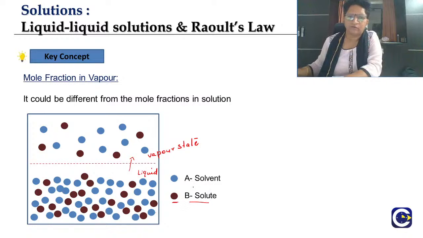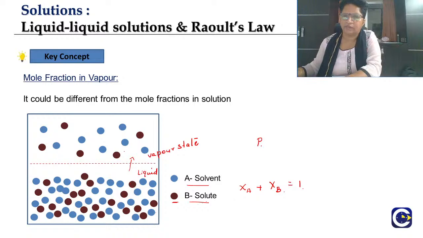B is the solute, A is the solvent. So it's a solution, and you can see the dots: the solvent is more, the solute is less. So solute and solvent will be in the vapor state as well as in the liquid state. If we take the mole fraction of solvent as A and solute as B, we know that the mole fractions of A and B will always add up to 1.